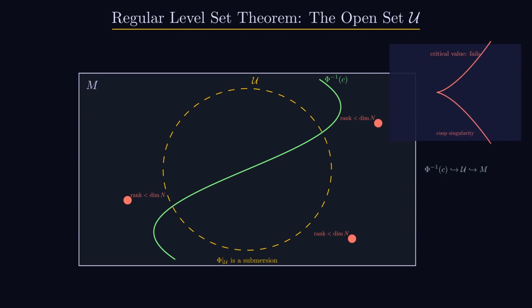The inset shows what happens when C is a critical value, when some point of phi inverse of C is a critical point with rank less than the dimension of N. The level set can develop a cusp singularity, a point where the curve is not locally a manifold. The cusp parameterized by t to t squared and t cubed is the standard example, the level curve of y squared minus x cubed at the critical value 0. At the cusp point, no neighborhood of the singular point in the level set is diffeomorphic to an interval, so the level set fails to be a submanifold there. The regularity hypothesis is what excludes this failure.